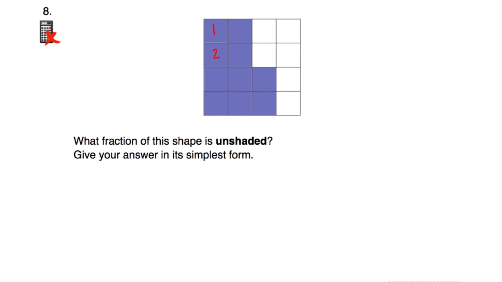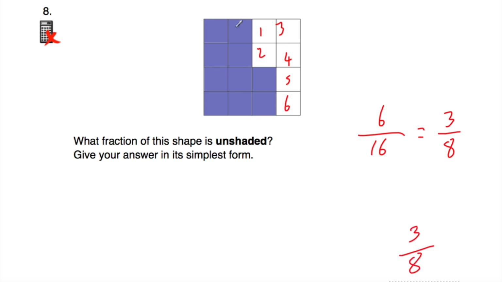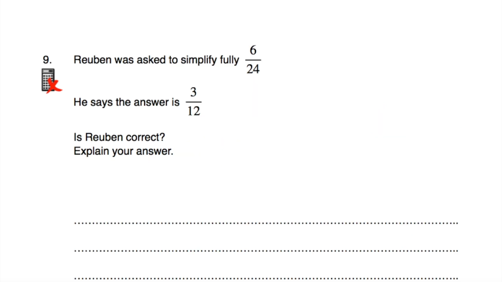I'm going to get rid of those just for a wee second. So the 16 altogether. We want to find the fraction that is unshaded. So that's 1, 2, 3, 4, 5, 6. So that's 6 out of 16. And then we've been asked to give our answer in its simplest form, so let's cancel that down. They're both even, so let's half them both. 6 divided by 2 is 3, and 16 divided by 2 is 8. So 3/8 of that shape is unshaded. And that's it.